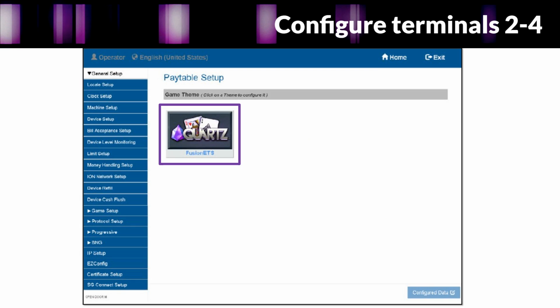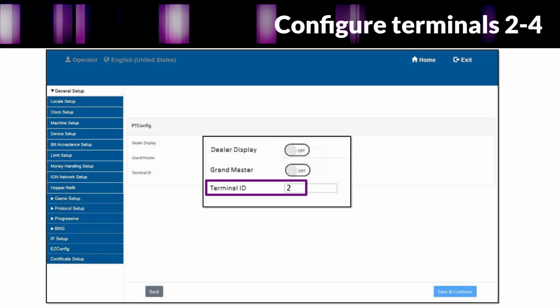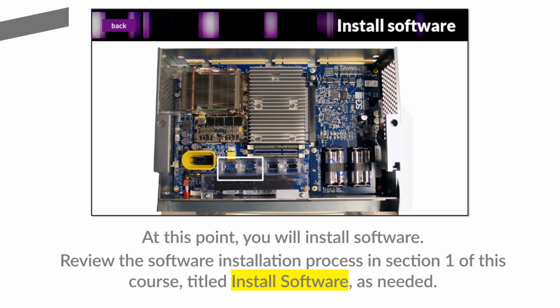Click on Fusion ETS. Next, on the PT config page, type 2 in the terminal ID field, as this is Terminal 2. Tap Save and Continue. Repeat these steps for Terminals 3 and 4. At this point, you will install software. Review the software installation process in Section 1 of this course, titled Install Software, as needed.